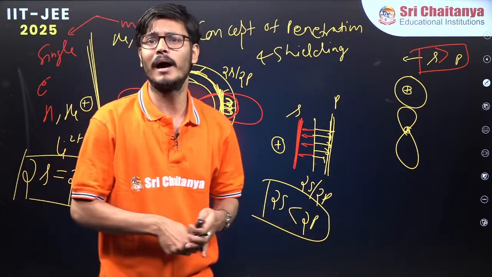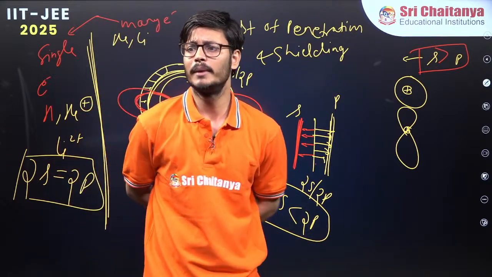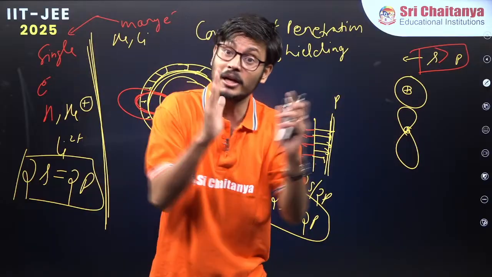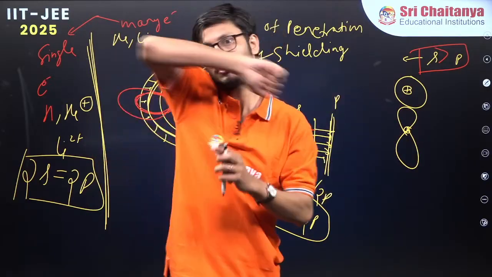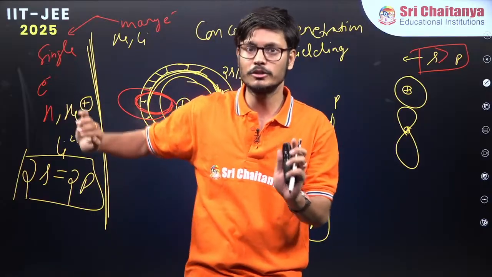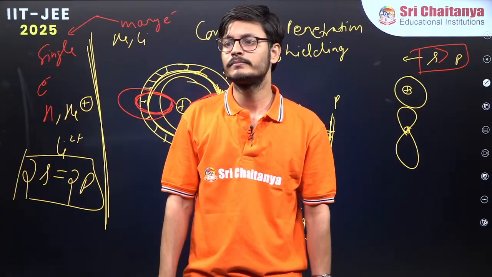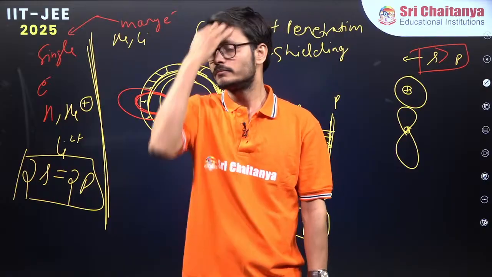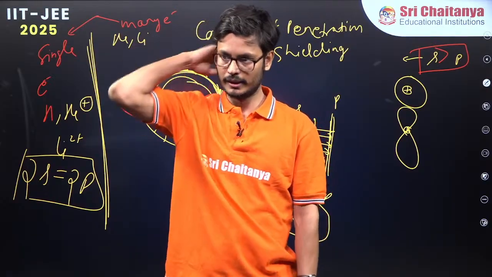Is this clear to everyone? Give me a thumbs up, guys. Penetration and shielding. First, what will happen? First, penetration. And once penetration happens, shielding will happen. As you penetrate closer, you want to shield. Yes or no? Is it clear to everyone? Give me a thumbs up, guys.